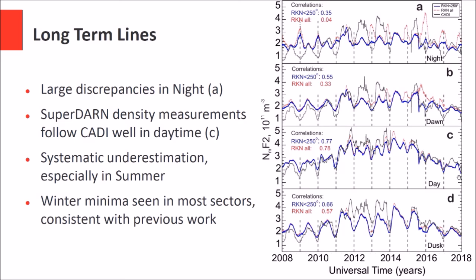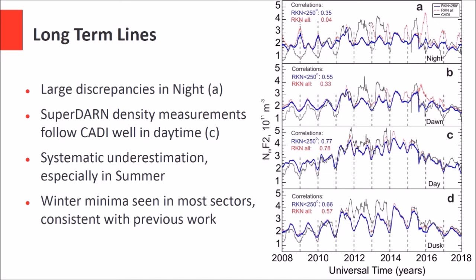In most time sectors, Rankine does show the same trend of lower densities in the winter and higher densities during the summer. However, in the nighttime sector, there is the case where Rankine densities become very large at winter. We see that in the summer, especially during the peak of the solar cycle, Rankine densities are consistently quite a bit lower than those measured by CADI.